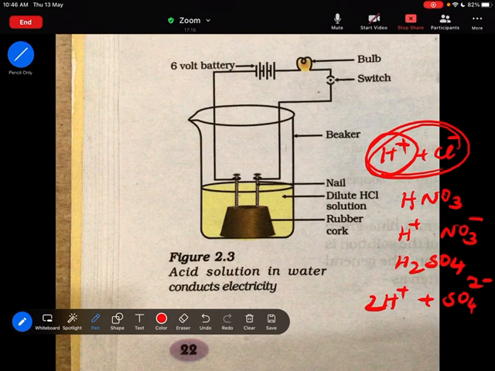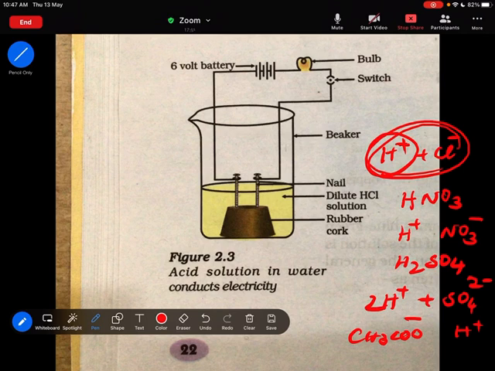So HNO3, H2SO4. Another example, acetic acid, CH3COOH. On dissolving in water, CH3COOH can produce CH3COO minus and H plus. So acids when dissolved in water produce ions. These ions are capable of carrying the current and the circuit will be completed, bulb will glow.